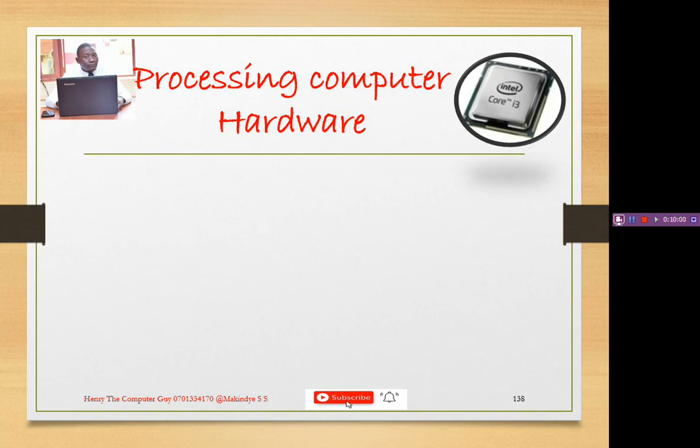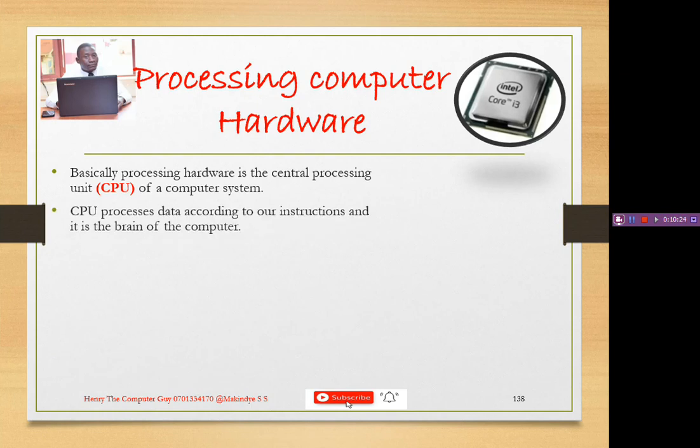Remember, we said that whenever we enter data into our computer, we have to process it. That processing is the one that makes our data become information. And they're telling us that basically processing hardware is the central processing unit. The CPU is the one that actually converts our data to something that has a meaning. They're telling us that the CPU processes data according to our instructions, and it is the brain of the computer. Whenever you enter data into a computer, it will process it depending on how you tell it to do it.